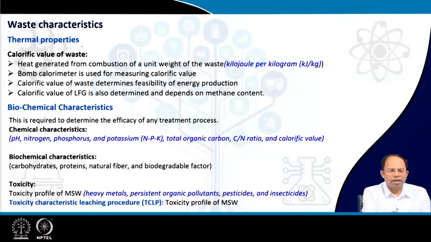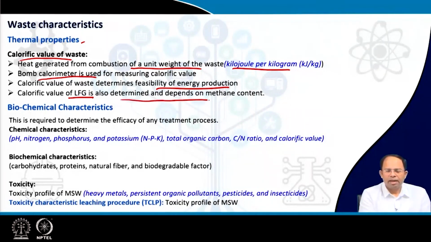Then after that come the thermal properties, where primarily we are talking about the calorific value of waste. We have already discussed this. The unit is kilojoule per kilogram, and it is the heat generated from combusting a unit weight of the waste. So if you burn 1 kilogram of waste, what kind of heat would be generated? Usually we use a bomb calorimeter for measuring calorific value, and it determines the feasibility of energy production. The calorific value of landfill gases is also determined. Landfill gas is methane; a lot of methane is generated in landfills. The calorific value depends on the methane content of that particular landfill, right? So this is also determined.